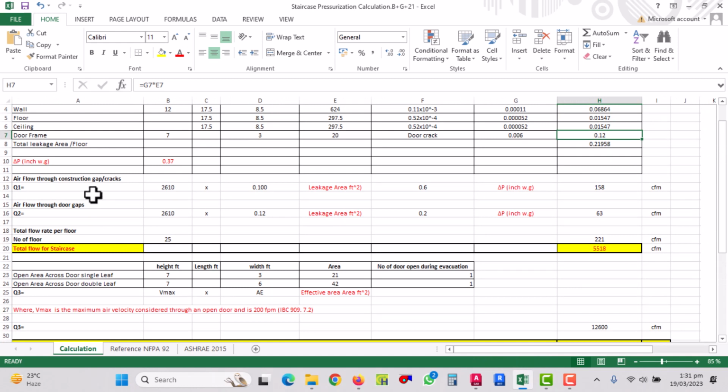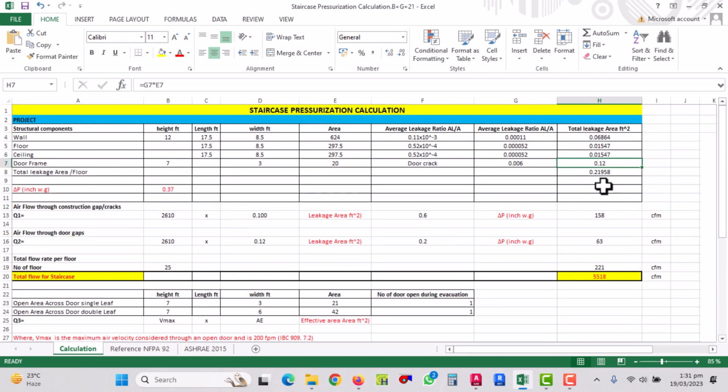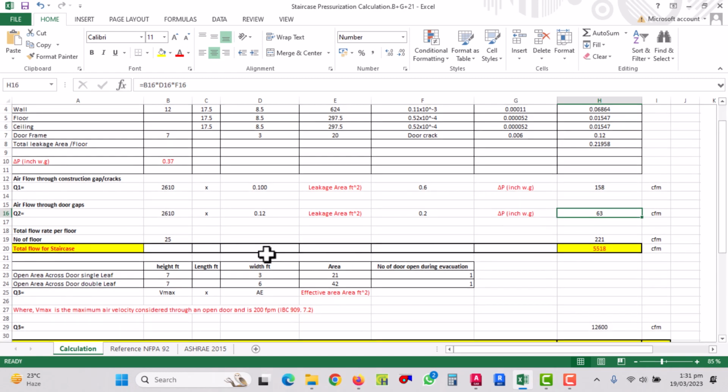So we calculated the airflow through construction gaps, and now we will calculate the airflow requirement through the door gaps. For the door gaps, we calculated the door gap, which is 0.12, and we will calculate the airflow through this leakage, which is 63 CFM. Now we will calculate the total flow rate per floor. So add these two. This is 221 CFM, which is the airflow through the cracks, through the leakage area.